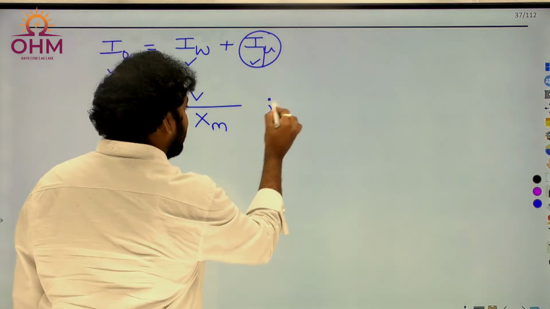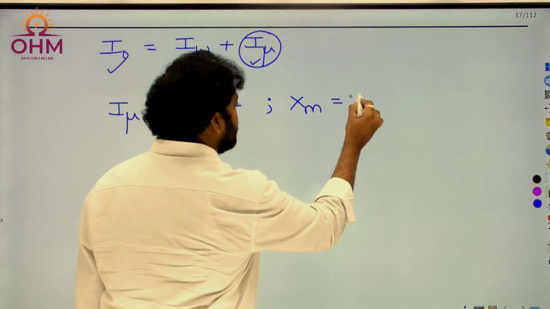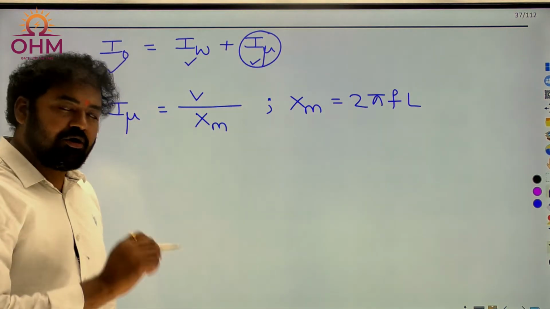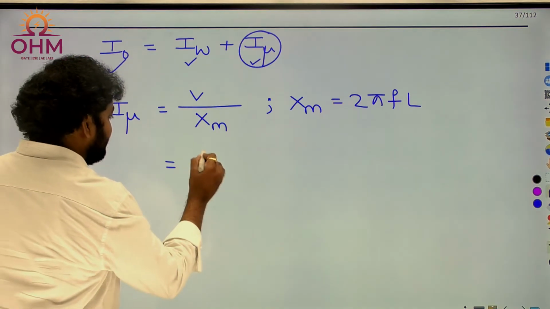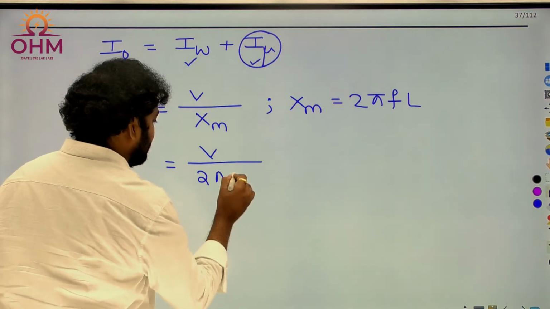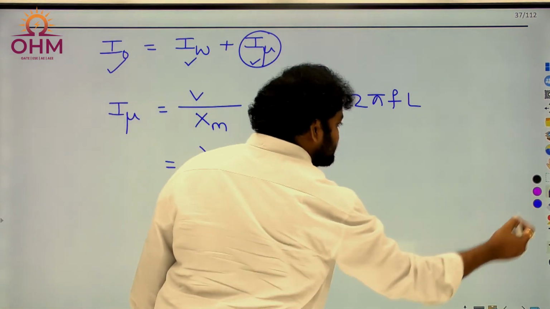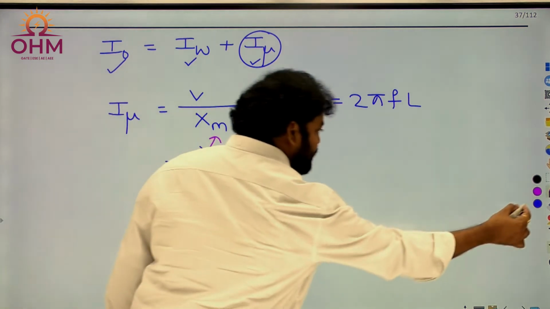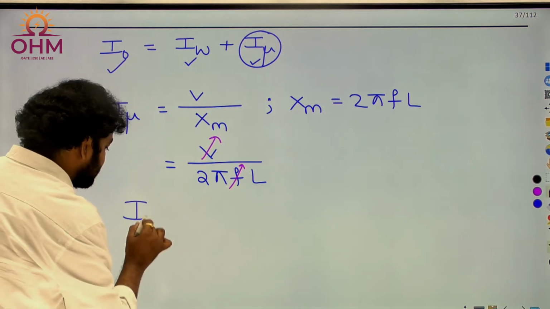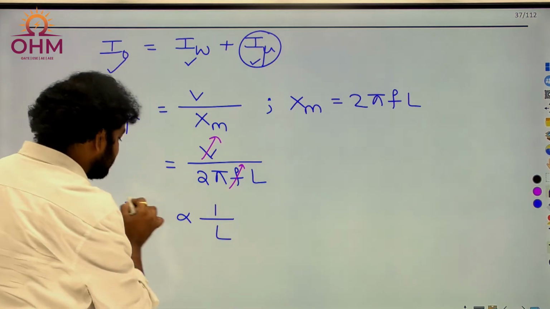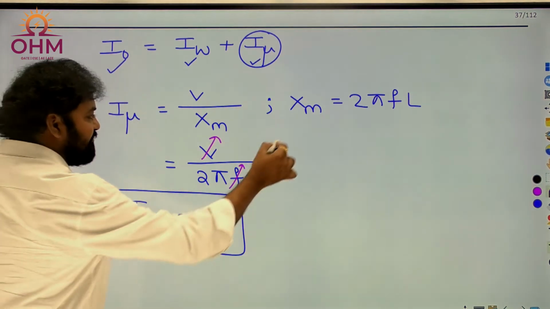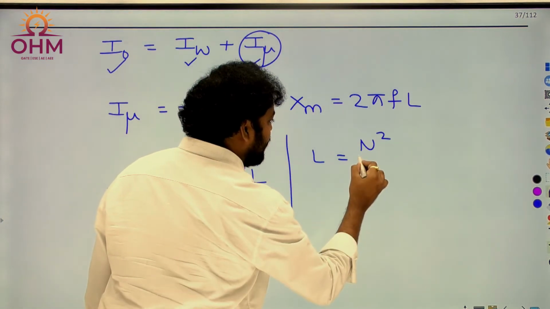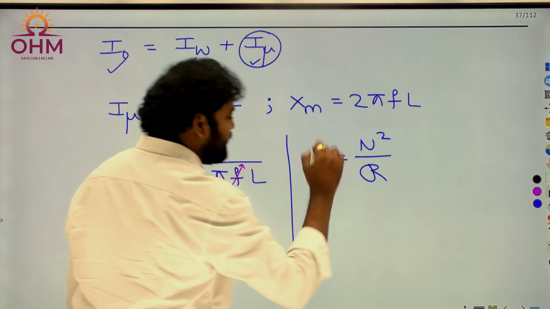And what is the formula for reactance? We know reactance is equal to 2 pi f into L, where L is the inductance of the coil. So if I use that here, V divided by 2 pi f into L. Already in the question it is very clearly mentioned, voltage is constant, frequency is constant. That means magnetizing current is inversely proportional to the inductance of the coil. And what is the formula for inductance? Inductance of the coil is equal to number of turns square divided by reluctance.